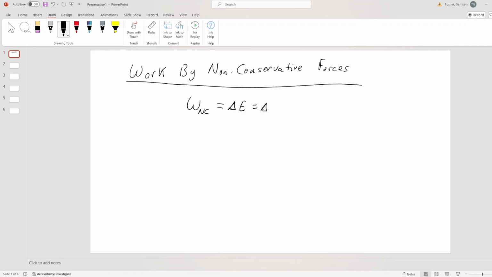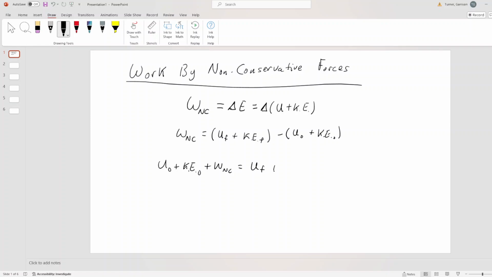So what this does is change the sum of your potential plus your kinetic energies. And what this means is that work done by non-conservative forces is going to be equal to the change in these. So this is going to be U final plus KE final minus U initial plus KE initial. And if I rearrange this, what this gives me is that U initial plus KE initial plus the work done by my non-conservative force is going to equal my final potential plus my final kinetic.